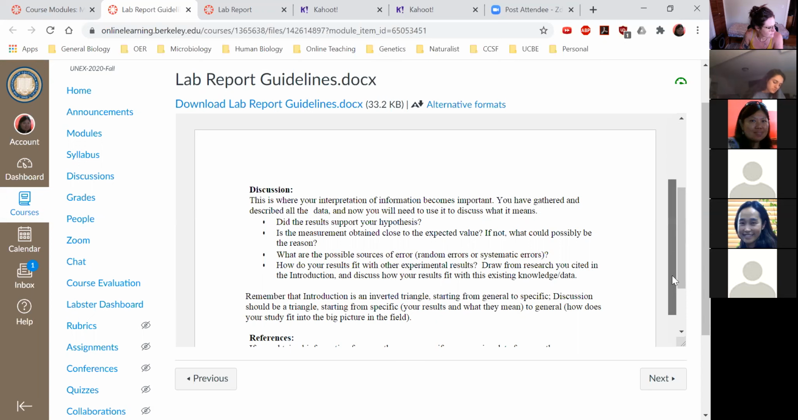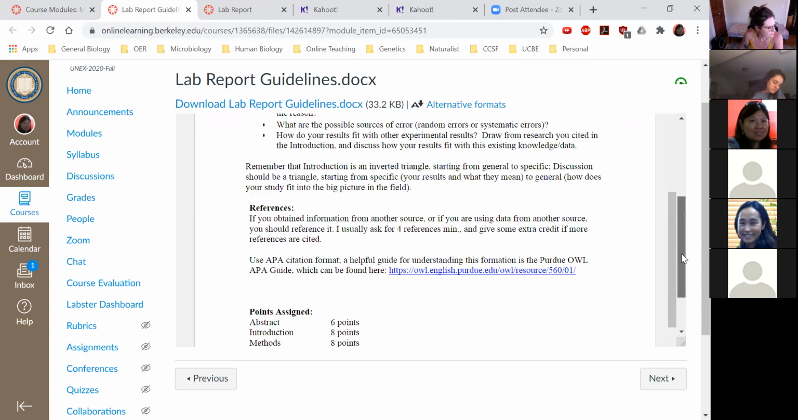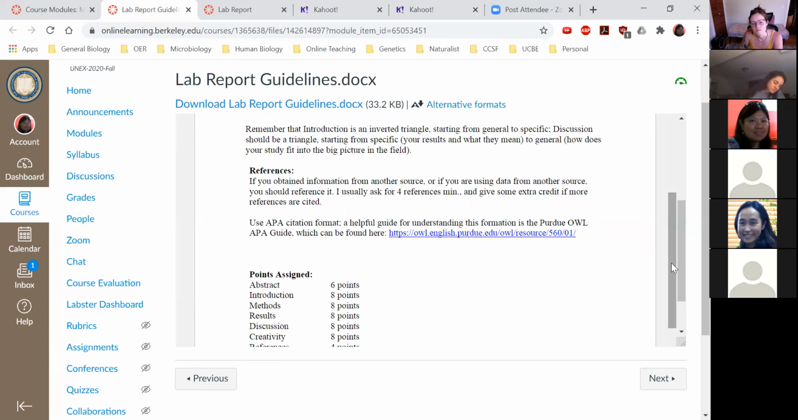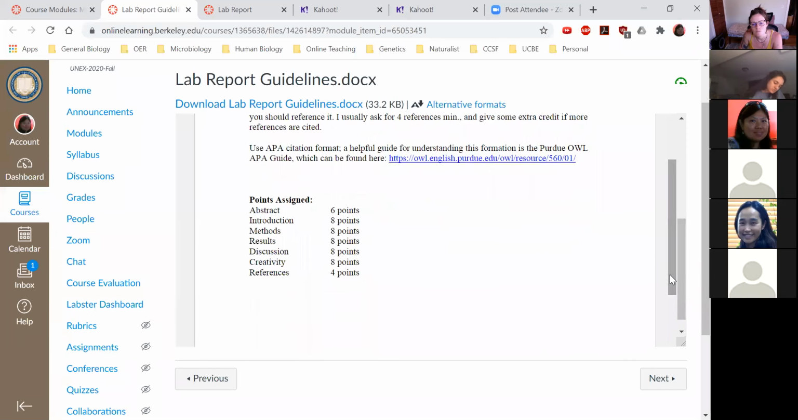And then of course, this being a science lab, you need to give me at least 4 references. Purdue OWL is a really good resource if you want to learn more about citation, or the format of citation, or in general what are some good practices in terms of references. And in terms of the point distribution, this is what the point distribution is.